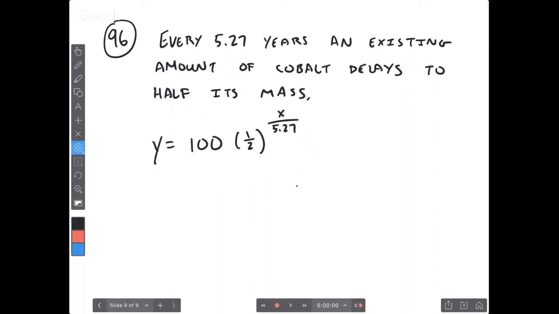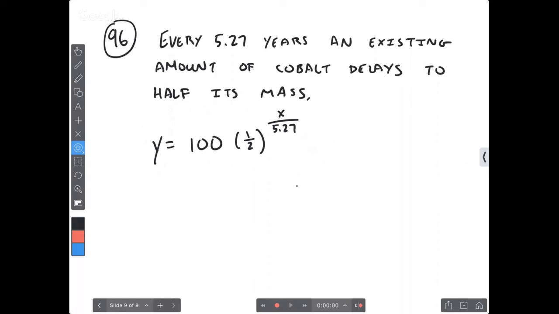And now I'm going to plug in 20 and plug in 40. So I'm going to go ahead and use Desmos. Hopefully that's okay. And I'm plugging in 100 times 1/2 to the x over 5.27. And if I want to, there's a graph. Hey, that's really nice. There's a graph of it decaying over time. It's less and less left.